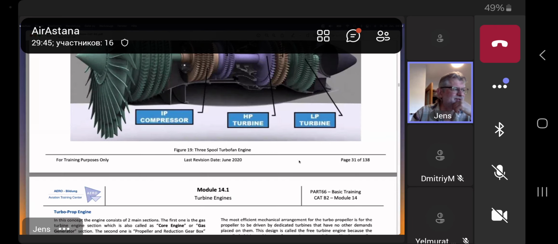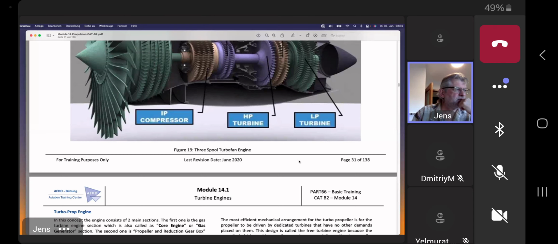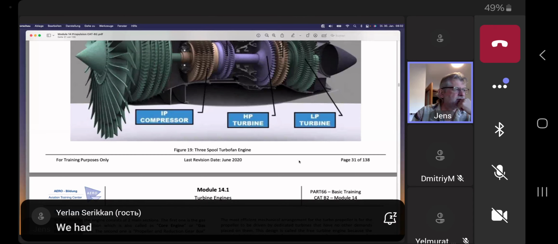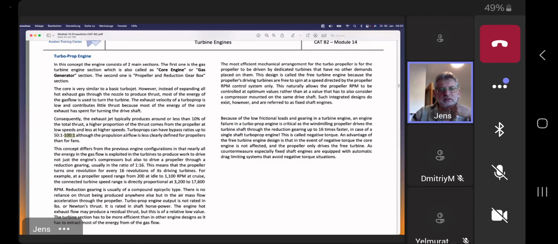Good. Turboprop engines, we did it already. Let me check here. About 100 to 1. And this is, of course, a big advantage. The higher the bypass ratio, the more fuel efficient engines are. So that's a good example here.